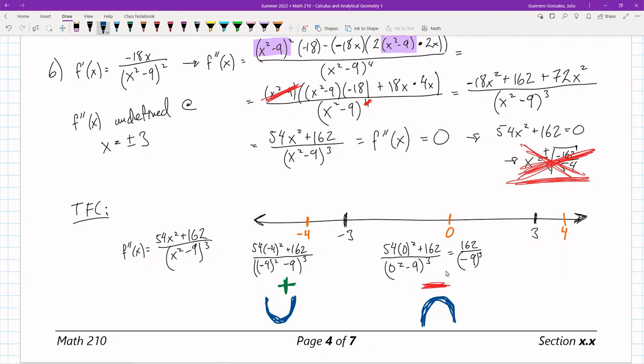Let's do the very last point. 4. So it's going to be 54 times 4 squared plus 162, all divided by 4 squared minus 9 cubed. We've got all this math already done over here. That's going to be positive. So therefore, this graph is going to be, come on, there we go. It's going to be concave up somehow this way.